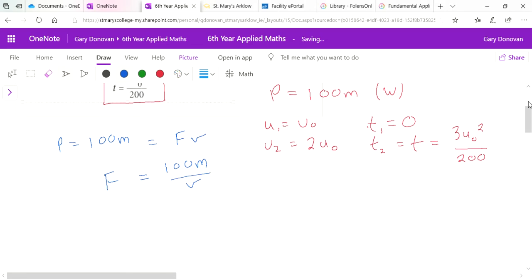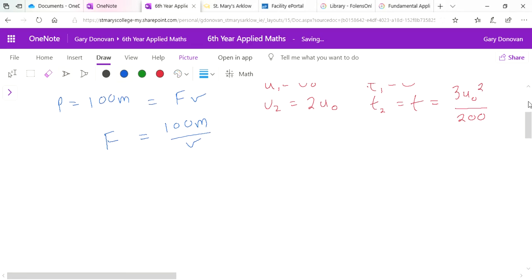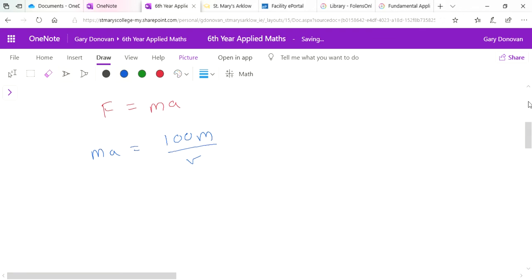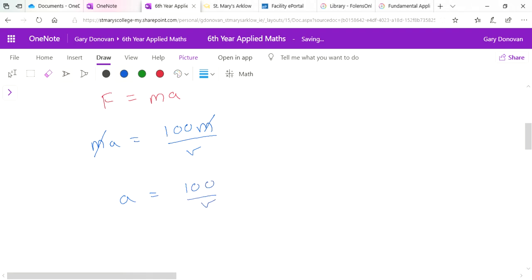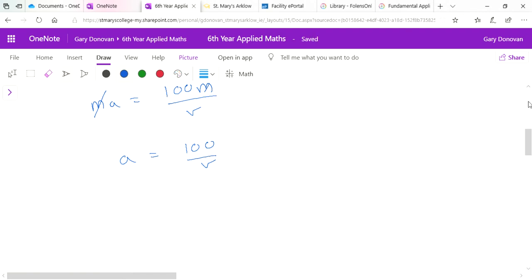Now in all of these questions we're looking for an equation with acceleration. So this is the reason why I rearranged this so that we have F on one side. Because we also know that F equals ma. We can now replace that F with ma equals 100 m over V. And our m's will cancel, and now we have a equals 100 over V. And this is just like a simple version of the other questions that we were doing. So now we just have to solve it.